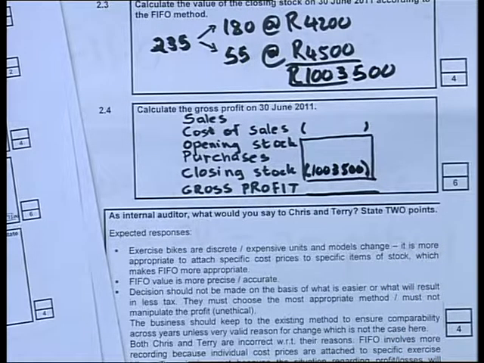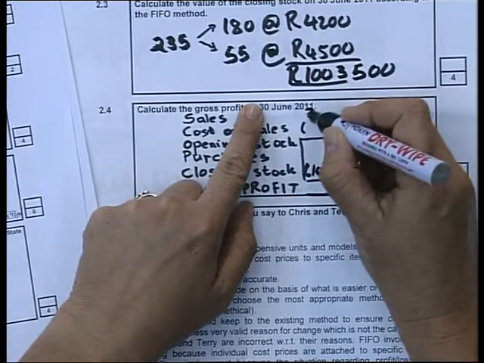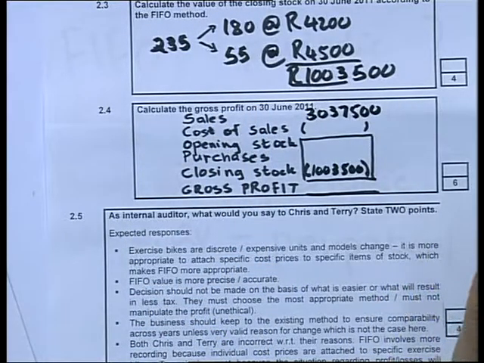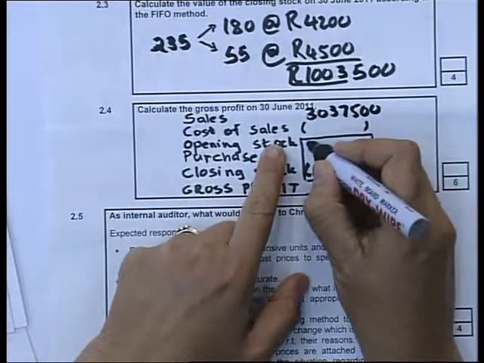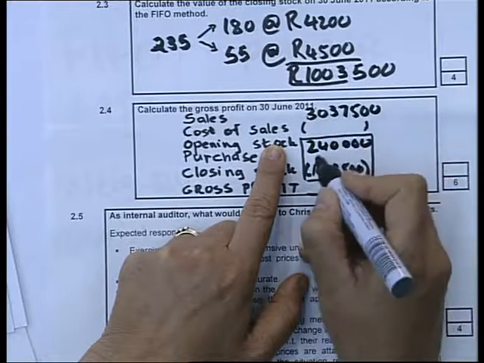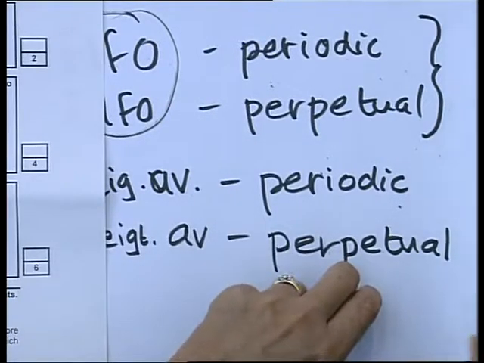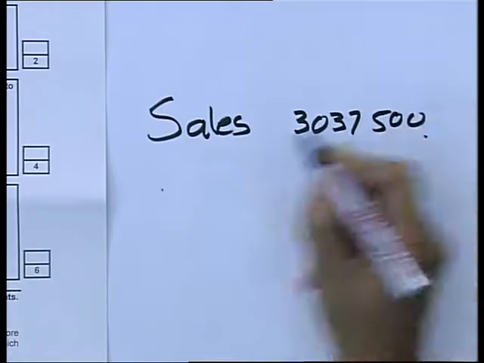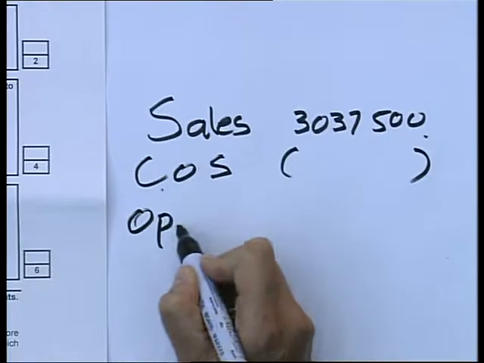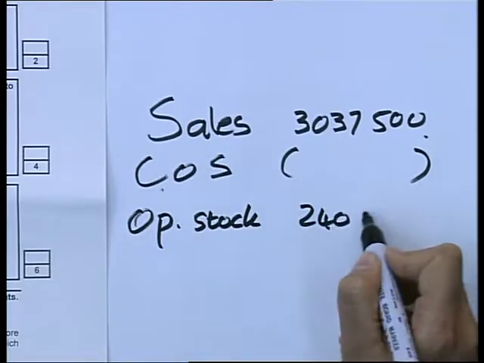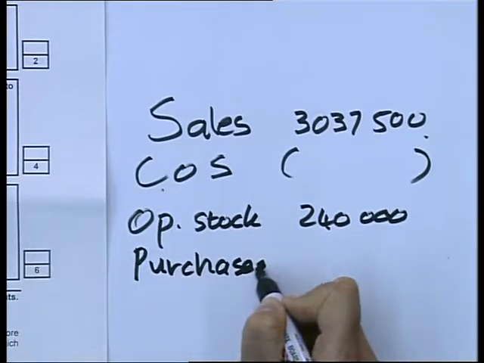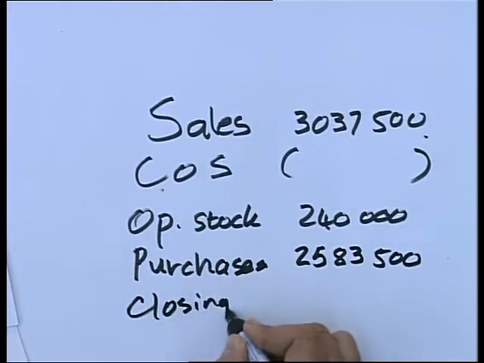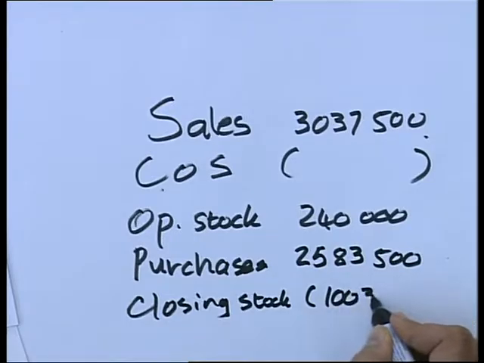Okay, and now we just need to complete the rest, where we say sales was given to us, 3,037,500. Do we have our opening stock? Yes, we do. Opening stock for question 2 was 240,000. Our purchases was, maybe I must just rewrite this quickly. Okay, so sales 3,037,500. And then cost of sales we will now calculate how? By saying opening stock 240,000, purchases is 2,583,500 minus closing stock. We just calculated that in the previous one.